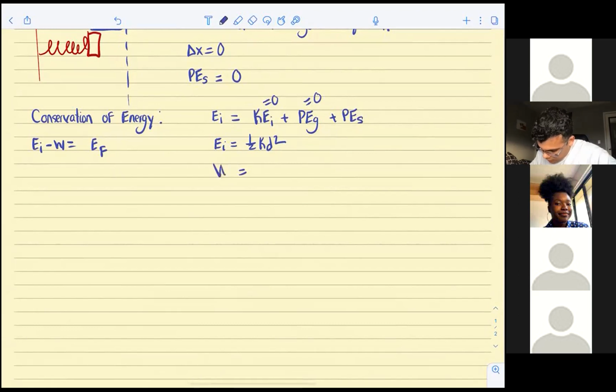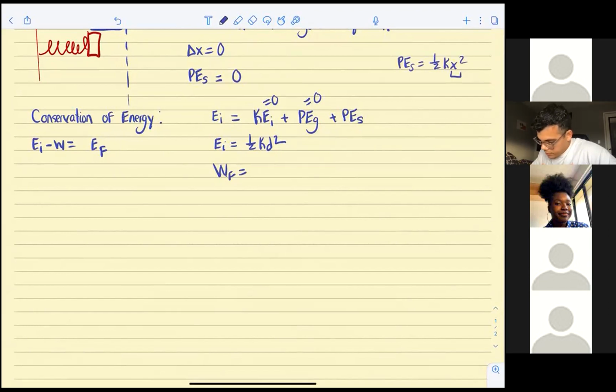The work done by friction. How do we define the work done by friction here? And yes, Jacob, the potential energy of a spring is always going to be 1/2 kx squared, where x is how far away you are from the equilibrium position. That's always the spring potential energy.